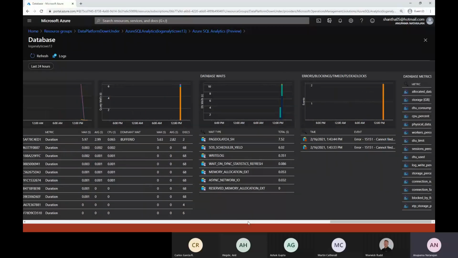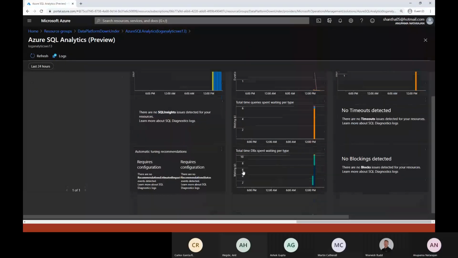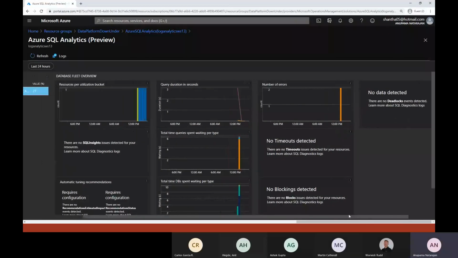So this is how easy it is, because I don't need to worry about jumping onto different resource groups and clicking on every single Azure SQL database or managed instance to figure out what's happening on my databases. This provides my view of the DTU utilization, CPU utilization, data IO and log IO. All these metrics are already available on Azure, right? What they have done with SQL Analytics is pull through all the metrics related to the databases in a single view here. Any timeouts and any blockings that are detected will all be available here.